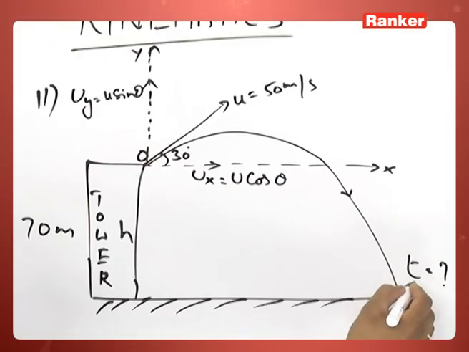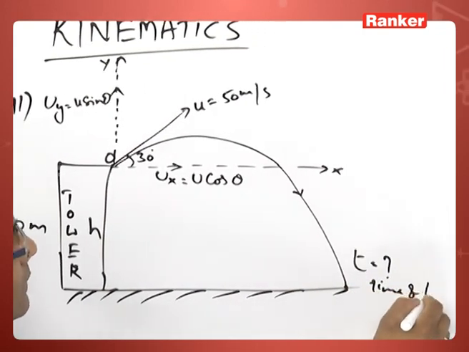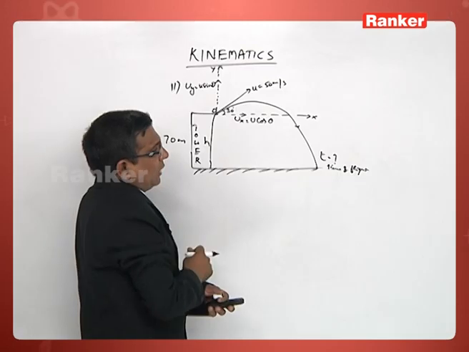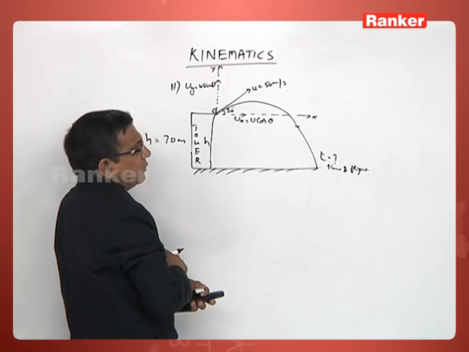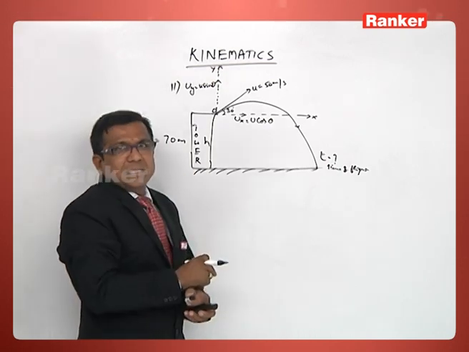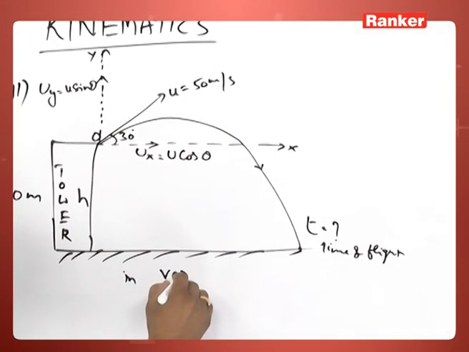Now we have to find out the time. This time is nothing but the time of flight. It is projected here and striking the ground here. This time of flight you have to calculate. For that, what is the equation that you have to use, and what is the net displacement that you have to calculate? So in the vertical plane we have to take.